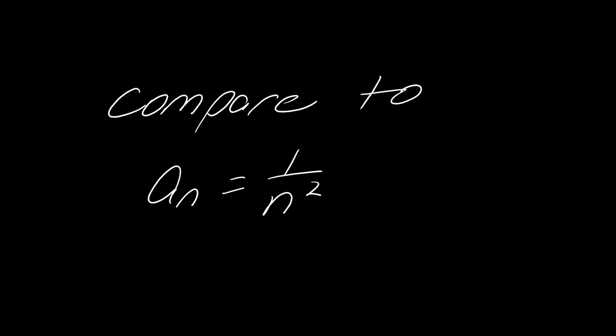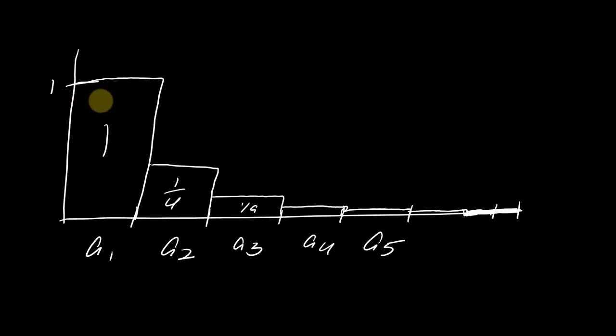Let's compare this to 1 over n squared. I'm not going to write out the whole formula this time. You kind of get the idea behind this. The first term is 1. And then the next part that I would add on to that would be 1/4, and then 1/9, 1/16, 1/25. So very quickly, these fractions get really, really tiny. And eventually, these terms just start going to 0.